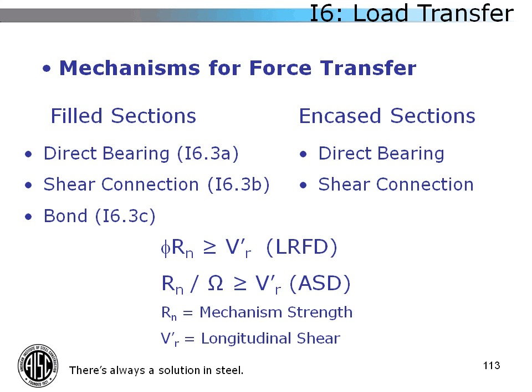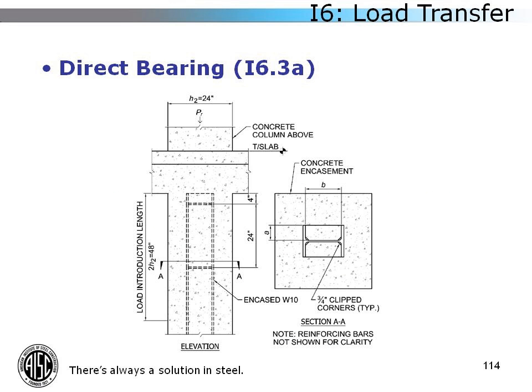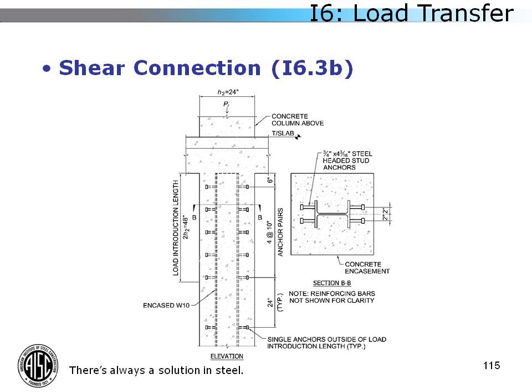Just as an example of how this might be accomplished, what I mean by a direct bearing mechanism is just to use embedded bearing plates, such as shown on this encased column. In this case, we have two sets of bearing plates, and they really behave just like gigantic shear studs. Of course, option two, shear connection, is to use shear studs and place them within this load introduction length.